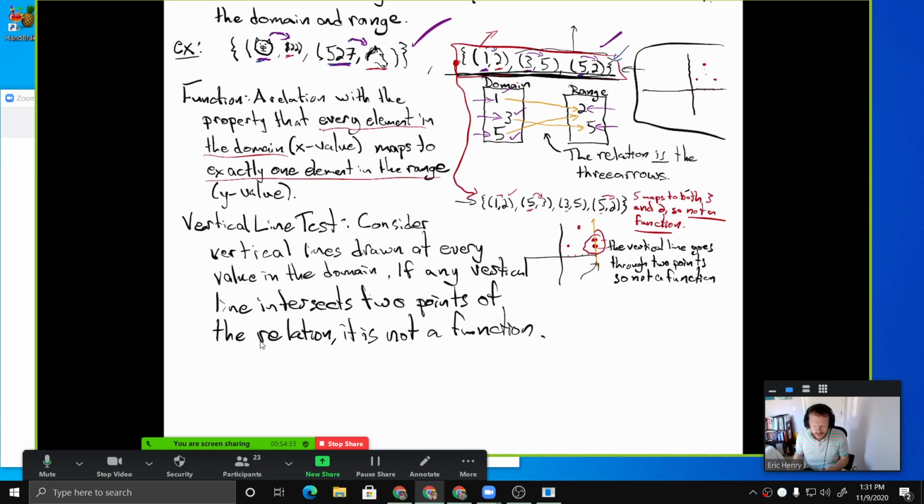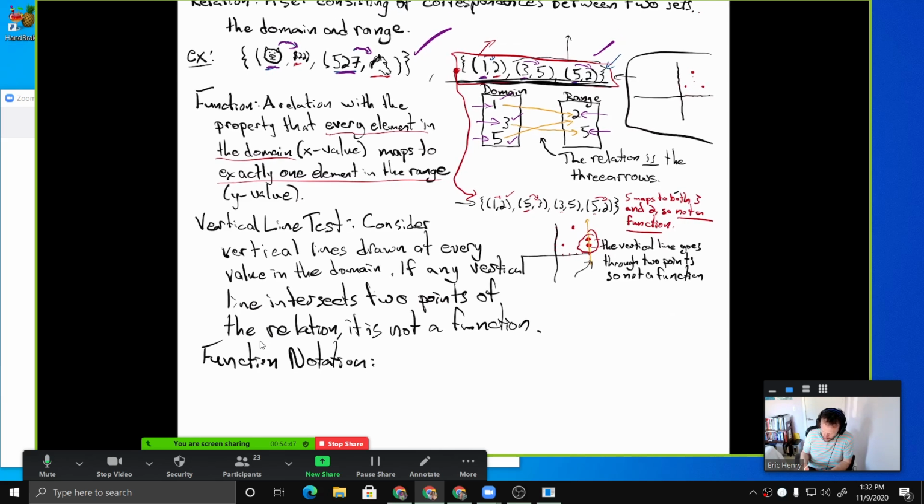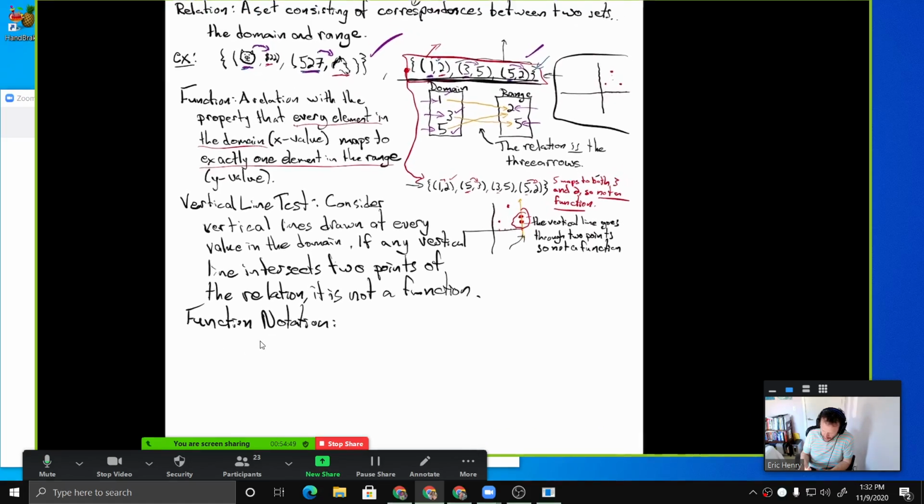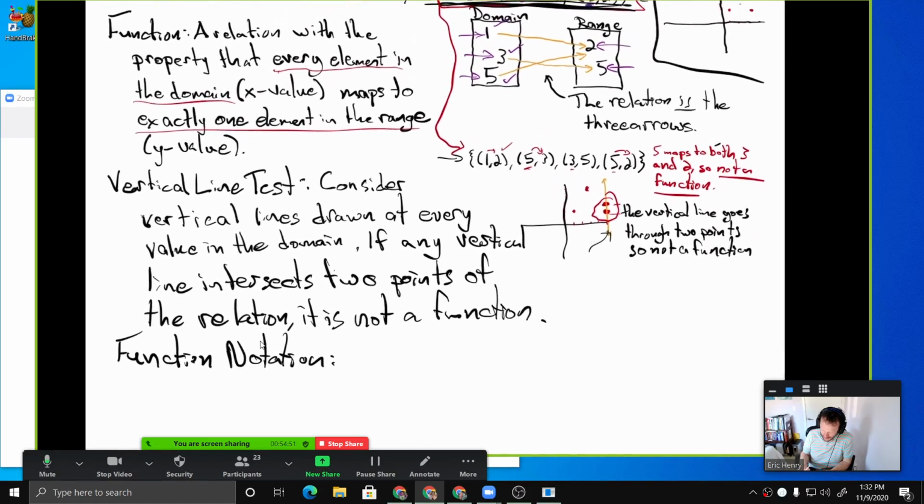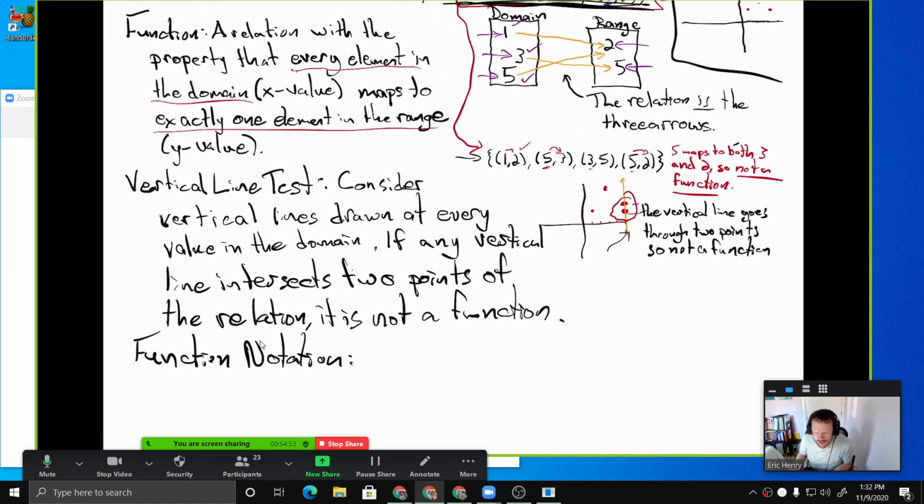Okay. We need to talk about function notation and how function notation works. I promised you something about one-to-one functions. I think we're going to have to save that for next time because I want to get you to do some practice problems here. So let's finish this up with function notation.